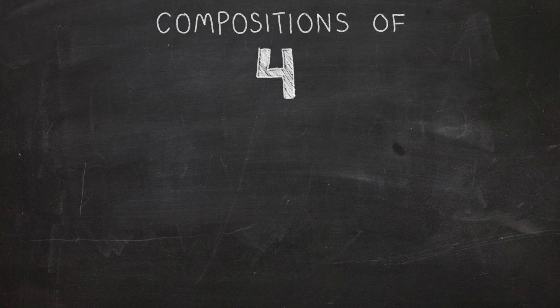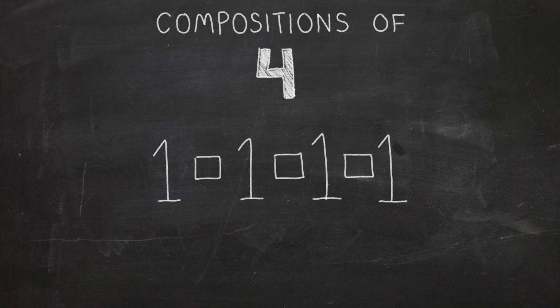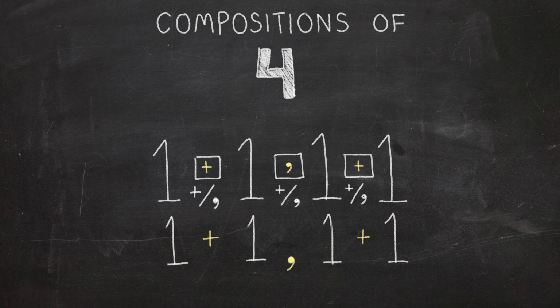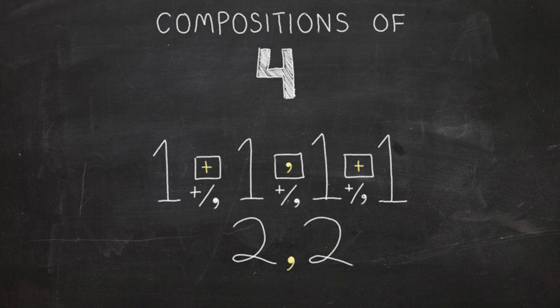Compositions of 4. We write 4 ones in a row, separated by boxes. There are 3 boxes, one less than the number of ones, and each box can either have a plus or a comma in it. If I fill the boxes like so, it becomes 1 plus 1, 1 plus 1. That simplifies to 2, 2, and there we have one possible composition of 4.